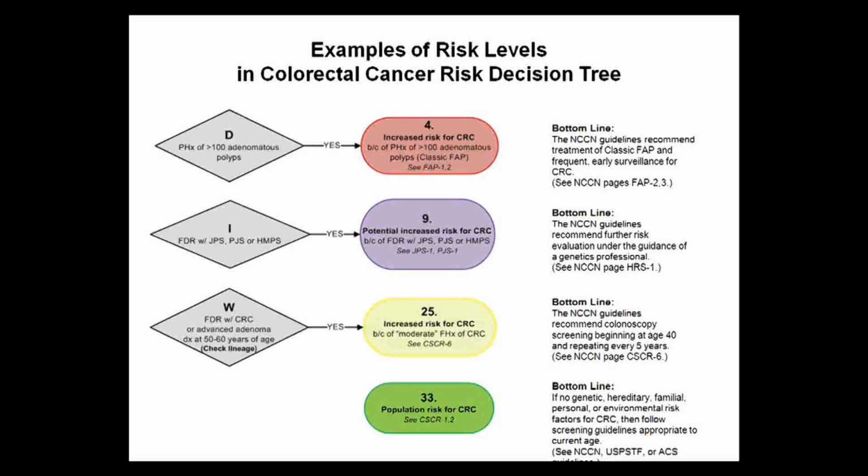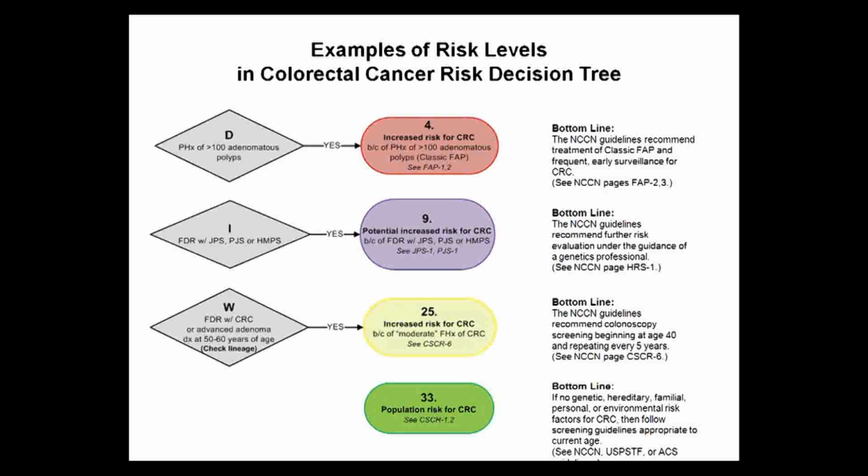The next row, the decision I: a first-degree relative with certain syndromes might put you at potential increased risk for colorectal cancer, decision oval number 9. This is one where we might recommend testing to determine whether or not they're actually at increased risk for colorectal cancer. And then if you go down to diamond W, this might confer some increased risk for colorectal cancer, and there are some specific guidelines for the patient or the primary care doc that will follow that. And then the green, number 33, is your population risk, and we'll include the appropriate guidelines.